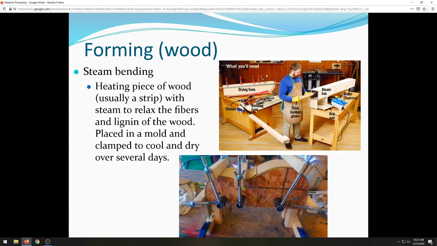But you can see what's involved, the amount of material to produce the steam box, the bending form, and the drying form just to get one bend. So it's very rare that it's something you would do for a one-off project, unless you could think of a creative way to form it.